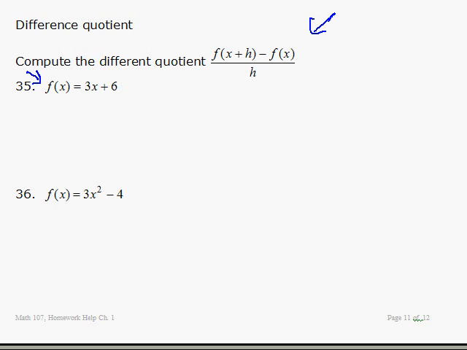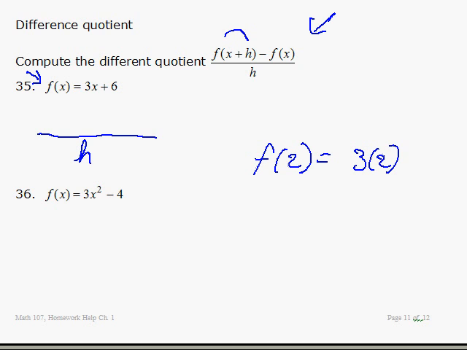First case. To compute the difference quotient, I make a fraction, and the denominator is an h. Every place that there's an x for this first term, I put x plus h. That's what function evaluation is. If I had a 2 there, that means every place there was an x, I would put a 2. Here, you're going to put x plus h. So I put a 3 using parentheses, x plus h, plus 6. Okay, that's the first term.